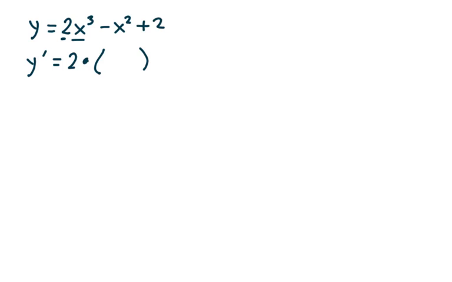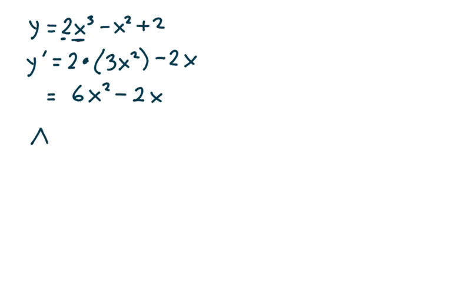And I'm going to take the derivative of x cubed. But the derivative of x cubed is 3x squared. And the derivative of x squared is 2x. And so I'm going to subtract 2x. And so here I get 6x squared minus 2x.